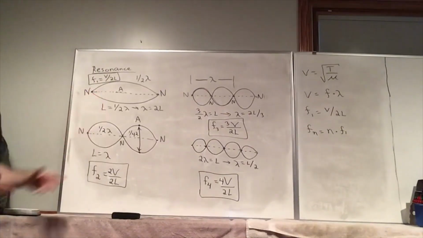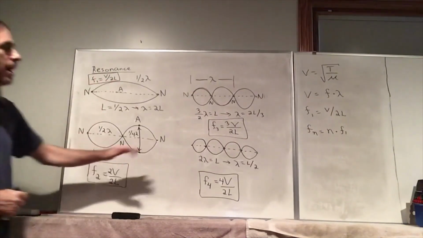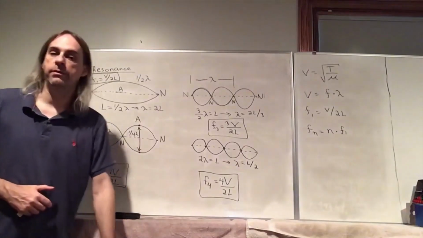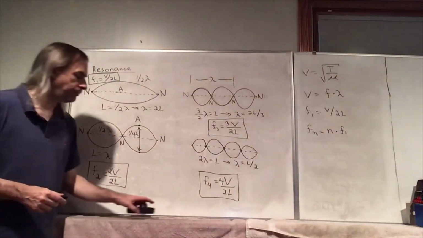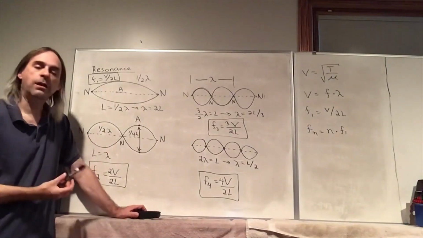And so just going back to the names, this is either called the fundamental or the first harmonic. Now the harmonics are nice, saying this is the first harmonic, this is the second harmonic, this is the third, and this is the fourth. So, yeah, n is the harmonic number.